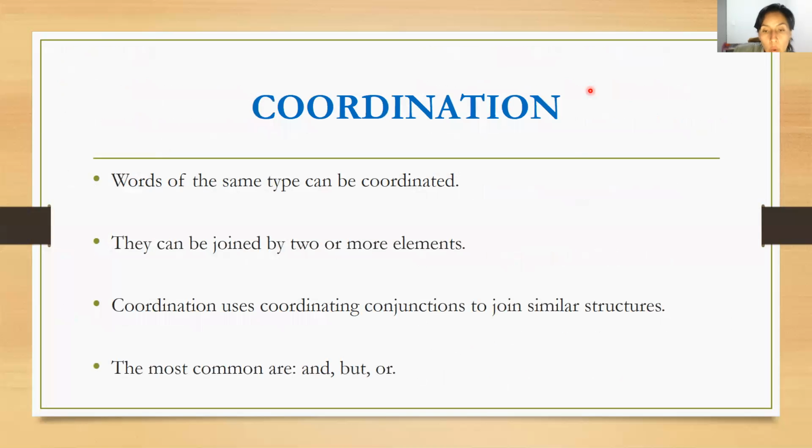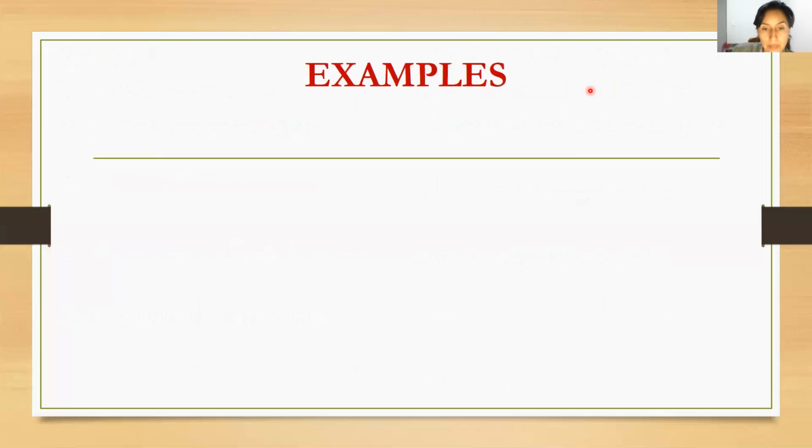Coordination. Words of the same type can be coordinated. It means that they can be joined by two or more elements known as conjunctions, such as and or or. I have the examples. Nicholas and his wife walk to work every day. In that example, Nicholas is a noun phrase of one word, and his wife is a noun phrase of two words, but both of them belong to the same category of nouns.